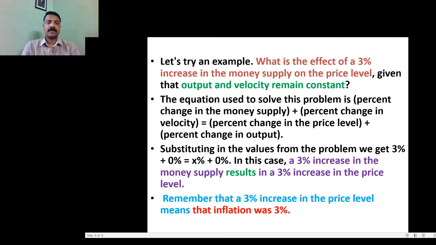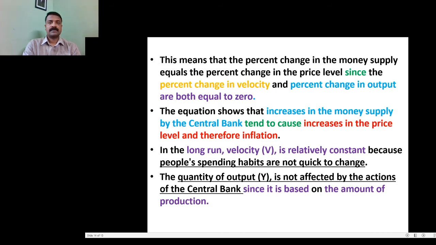ഹിയർ one concept, the output and velocity remain constant ആണ്. ഓക്കെ. അപ്പോൾ ഇവിടെ ഒരു കാര്യം കൂടി പറയുന്നത്, remember that a 3% increase in the price level means that inflation was 3%. This means that the percent change in the money supply equals the percent change in the price level, since the percent change in velocity and the percentage change in output are both equal to 0.